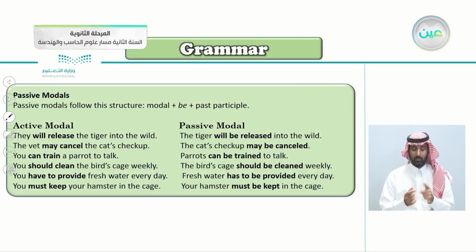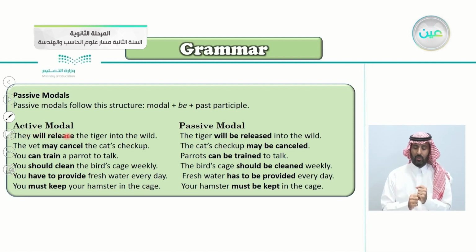So the passive modals follow this structure. So this is the form of the passive modal. The modal itself, be, then the past participle. Again, the modal, be, then the past participle. For example here, let's take how do we change from active modal to passive modal.